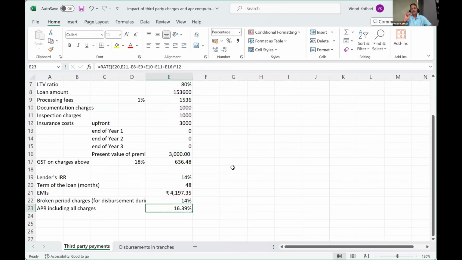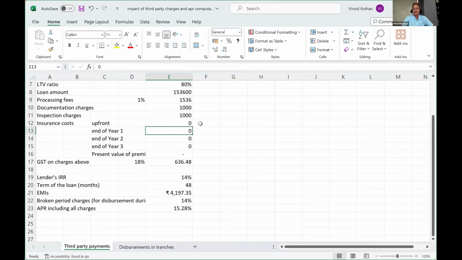Remember, my rate of interest is 14. The borrower gets to see an APR of 16.39. If the borrower is comparing that with a competitive quote, he would look at not 14, he would look at 16.39. And why is it 16.39? I think it's very clear. It's 16.39 because of this.